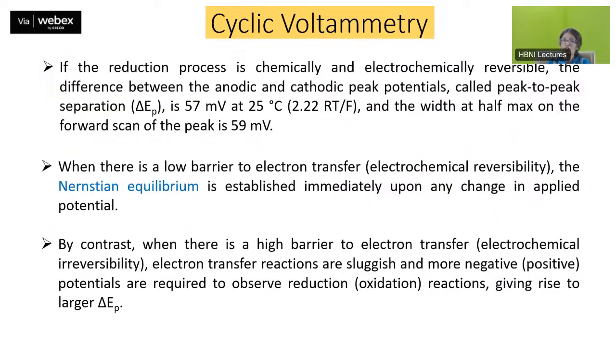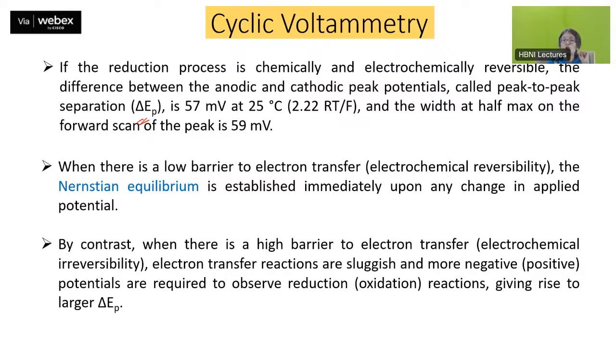So what happens is, if a reduction process is chemically and electrochemically reversible, then the difference between the anodic and cathodic peak potential, which is known as the peak-to-peak separation, given by delta EP, is going to be 57 millivolts as per the Nernst equation. And the width at half max of the forward scan of the peak is going to be 59 millivolts.